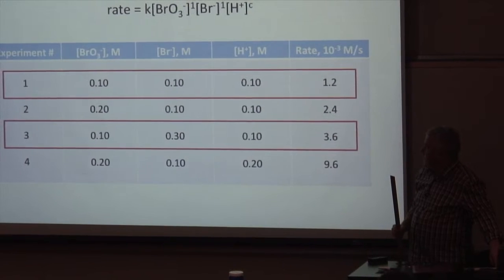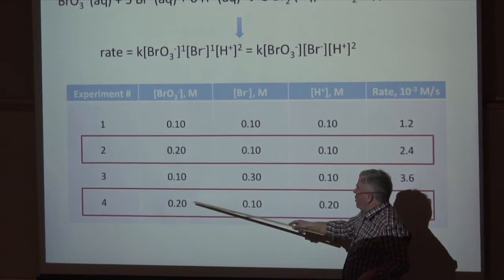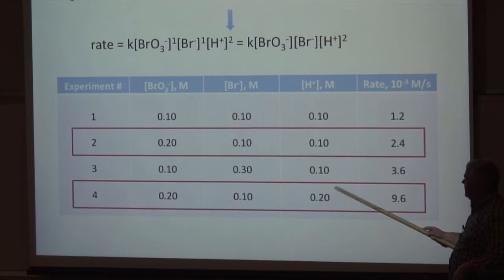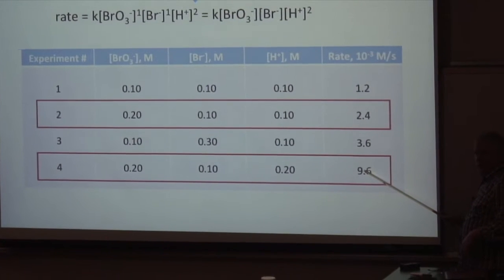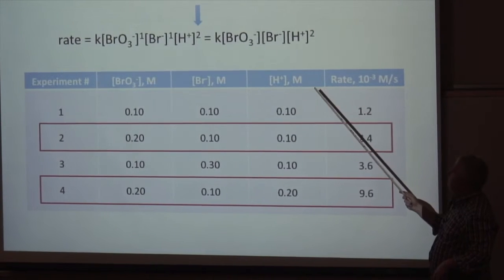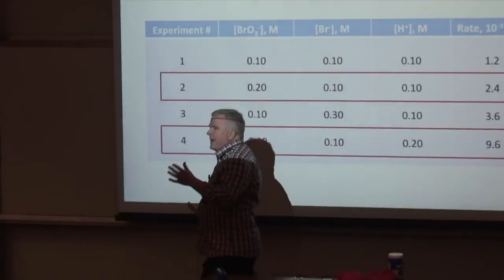So the final set of experiments that we can compare are experiments 2 and 4, where bromate is constant, bromide is constant, but our hydrogen ion concentration has been doubled, and our rate goes up by a factor of 4. The fact that it goes up by a factor of 4 tells us that the exponent is 2. So this is a complex reaction. We don't know the mechanism just now, and we're not going to deal with that just yet. But that is now our rate law. And from those series of experiments, we can determine the rate law.